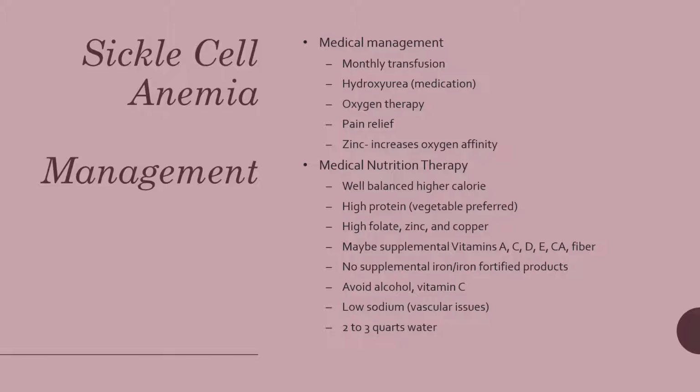The medical nutrition therapy is for a well-balanced, perhaps slightly higher calorie diet. Adequate protein or a little high on the protein side is preferred, but it is interesting that the vegetable version of protein is probably preferred over high intakes of meat and dairy. A diet that is high in folate, zinc, and copper, and we might consider supplemental A, C, D, E, calcium, and fiber. We do not give supplemental iron. Remember, iron may actually be building up because we can't produce red blood cells as quickly as we want to.